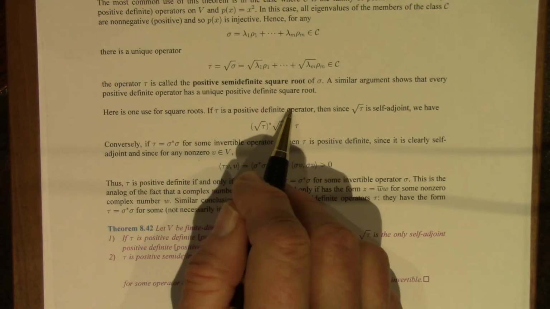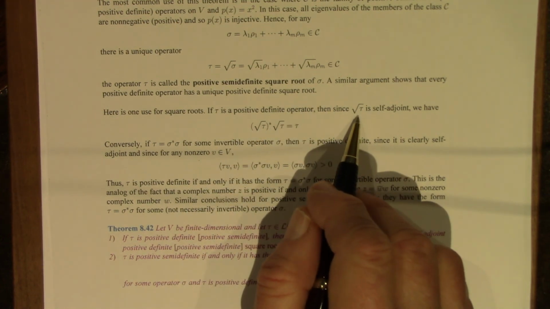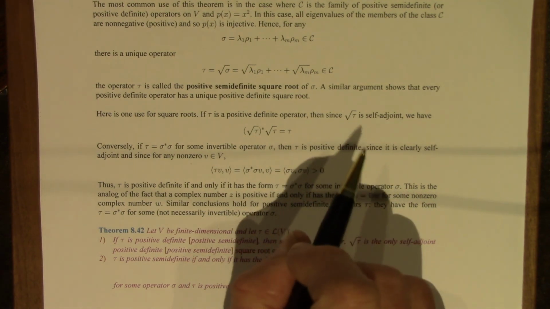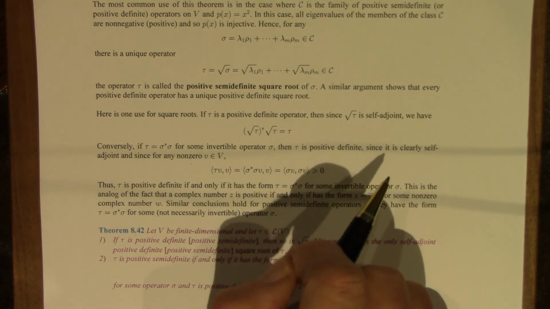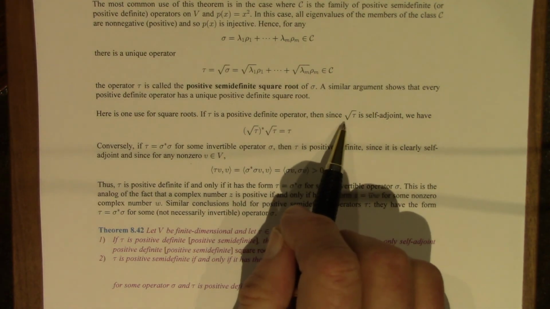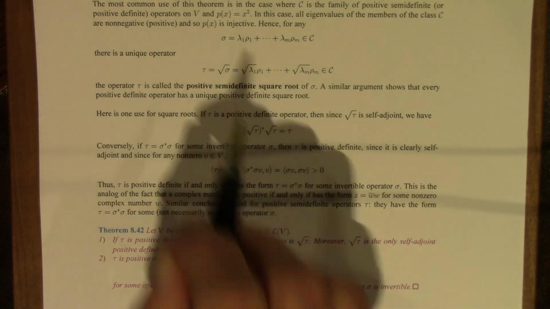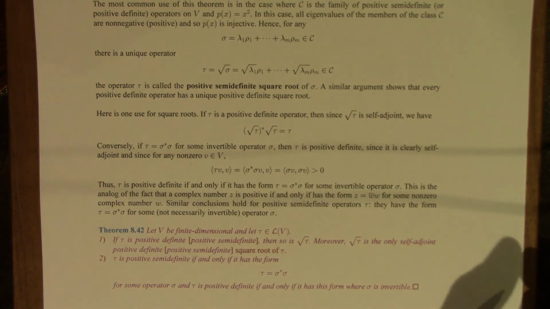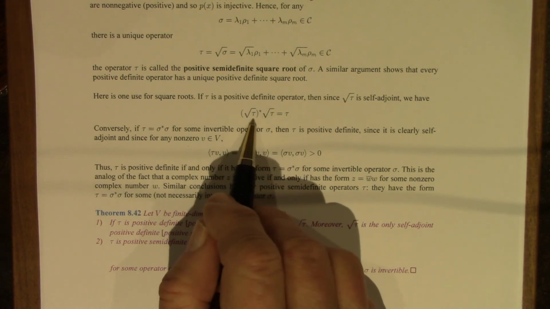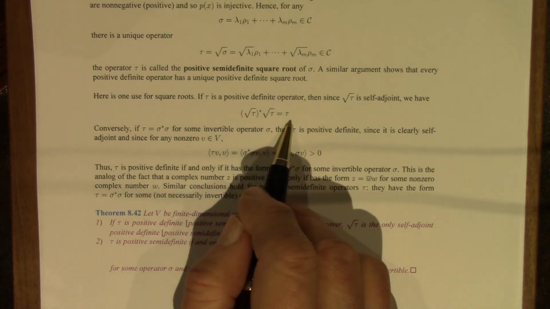Here's one use for square roots. If tau is positive definite, the square root of tau is self-adjoint. It's still normal, because it's a polynomial in tau. And its eigenvalues are real, because these are positive square roots here. So square root of tau is self-adjoint, and we can write then square root of tau star, which is the same as the square root of tau, times the square root of tau is equal to tau.